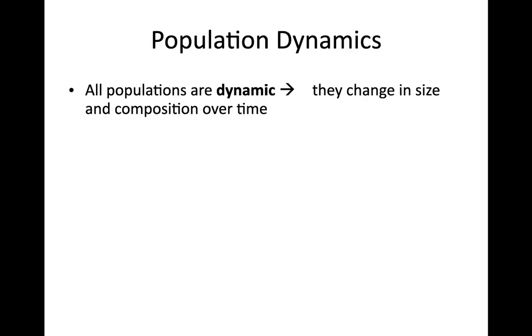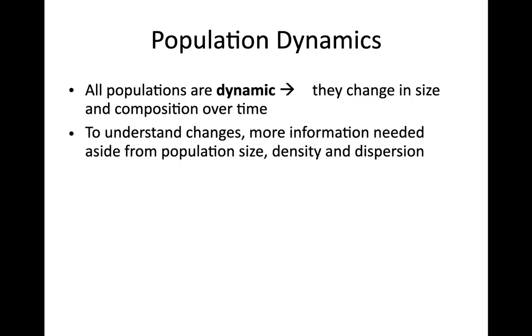Okay, now we have the dynamics within a population. This is going to be any factors that affect the size, density, survival of the species. Because all populations are dynamic, which is the opposite of static, they change in size, they change in composition, they're always changing. So we have to look at the types of aspects of the population that are changing and why they change. So we need more information besides population size, density, and dispersion in order to determine how and why a population changes over time.